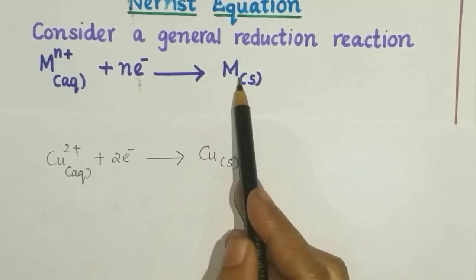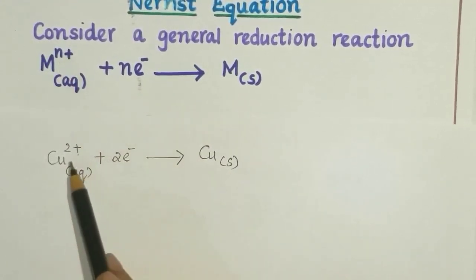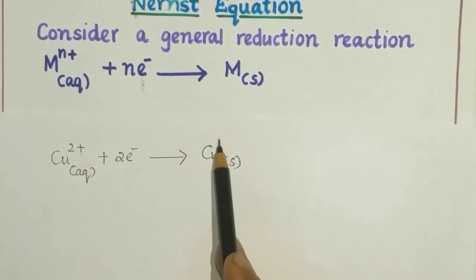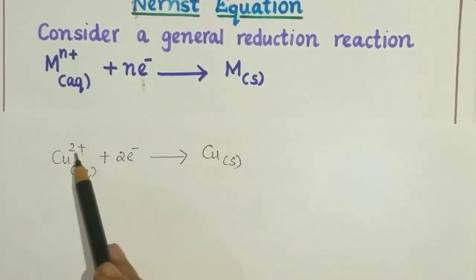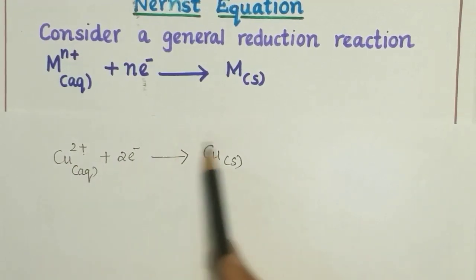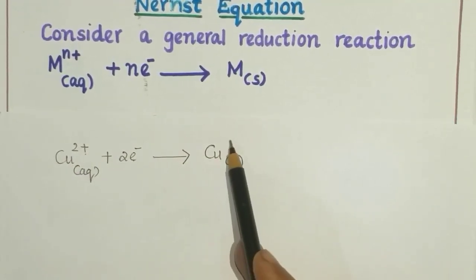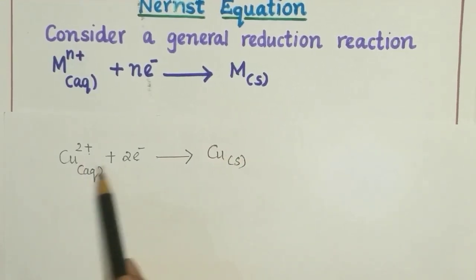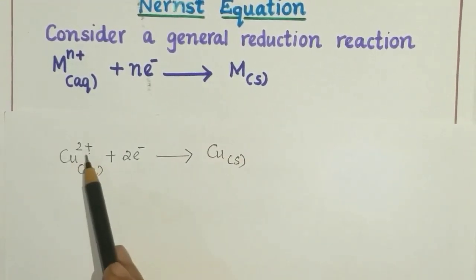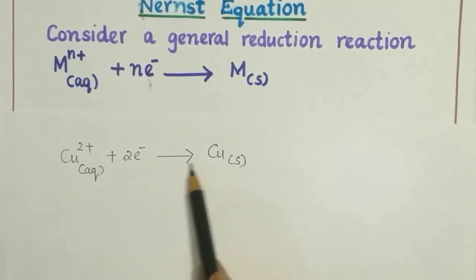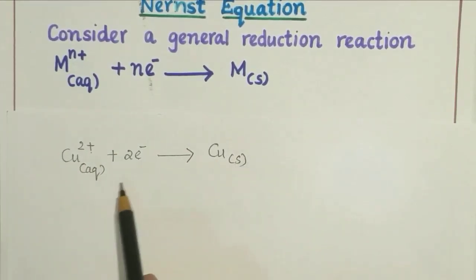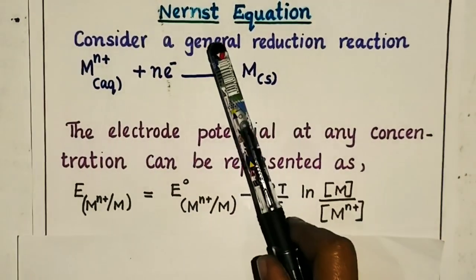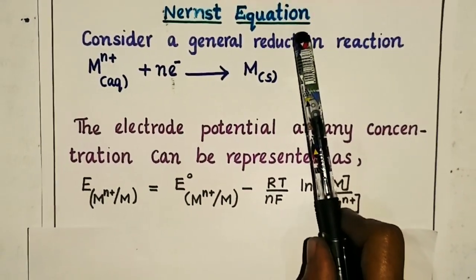This is a reduction reaction because here the oxidation state of copper is 2+, and it reduces to Cu0. That is, from the 2+ oxidation state, it changes to the 0 oxidation state. So it is a reduction, or otherwise, the gaining of electrons takes place. Cu2+ accepts 2 electrons to become Cu solid. For this reduction reaction, we can write the Nernst equation.